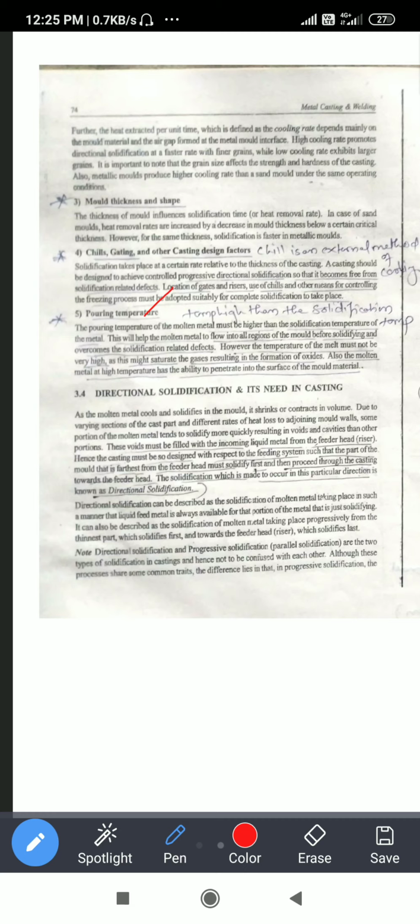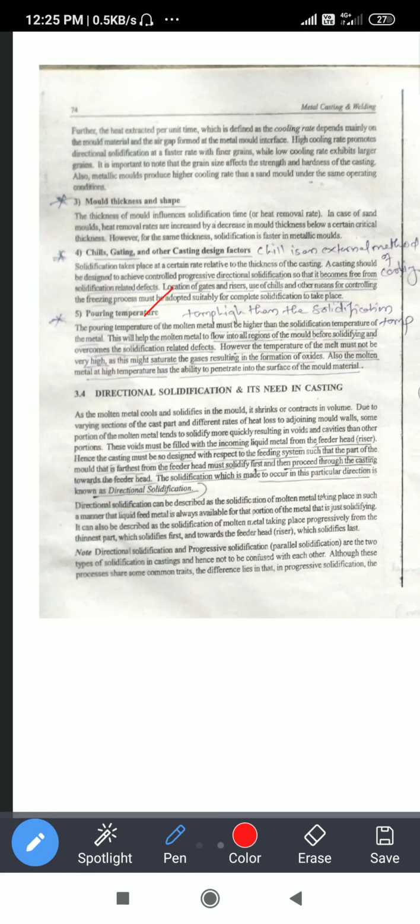So, the solidification which occurs in the mold cavity requires some direction or a way through which it can release the heat or the gases, due to which the solidification rate may be increased.